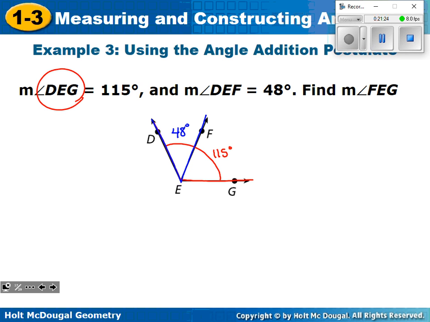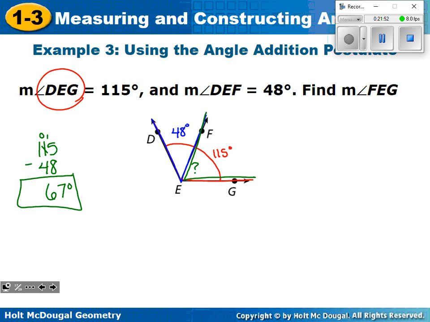So what will we need to do? Subtract. So again, it starts out real simple, like the segment addition one did last class. They give us the whole, they give us part. So to find this missing angle here, we can just take 115 and subtract 48. And what do we get? 67 degrees.